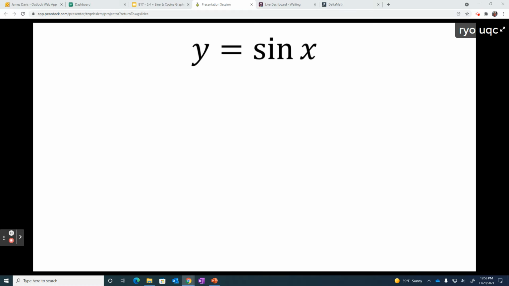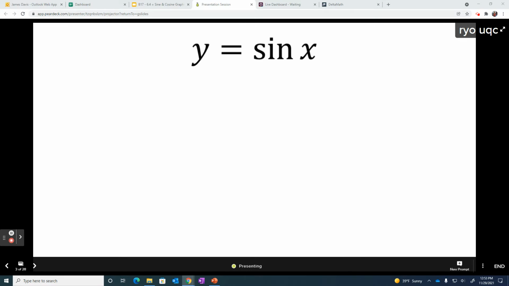So let's first start with the sine of x. What does that look like? I'll draw a graph of what it looks like here, and then we'll identify all the properties.